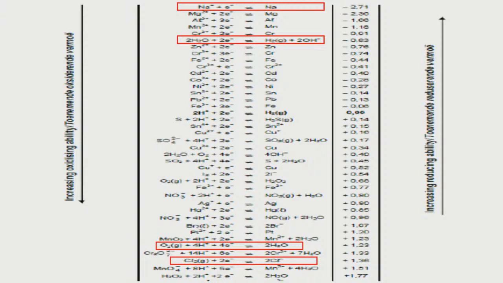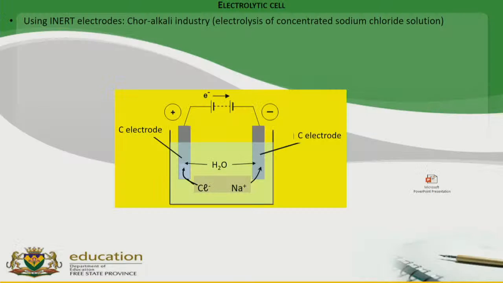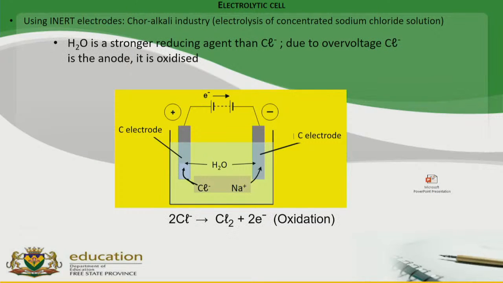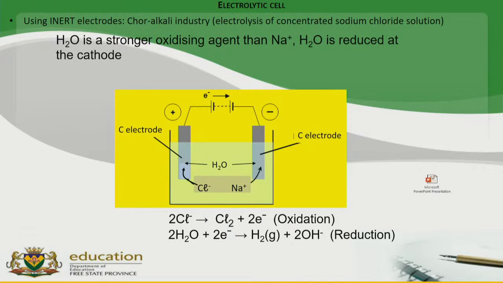water will be reduced. And then when you have a look at chloride ions and water, you can see water is a stronger reducing agent than chloride ions. But due to overvoltage, it is the chloride ions that are oxidized. So what happens there? Chloride ions will be oxidized, therefore we call that the anode, and water will be reduced, and we call that the cathode.